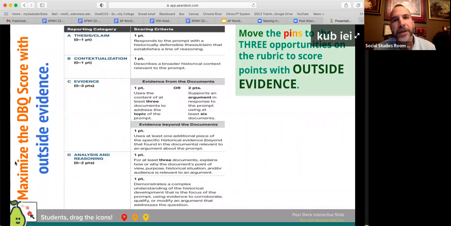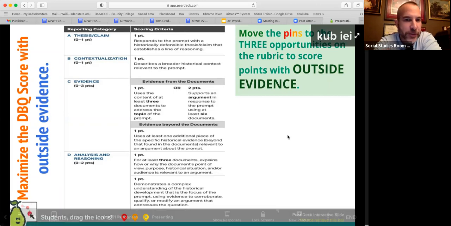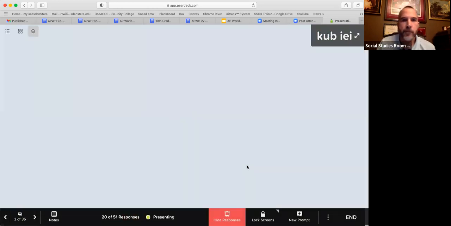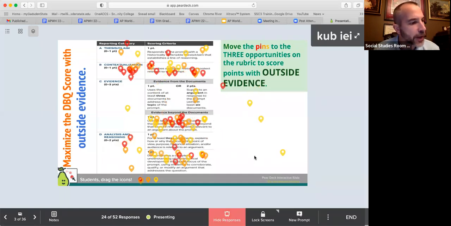Move the pens now to where you think you might have an opportunity on the rubric to score points from outside evidence. So outside evidence, where do you think on that rubric you have an opportunity? Yeah, clearly the outside evidence point there. A lot of you are going there.